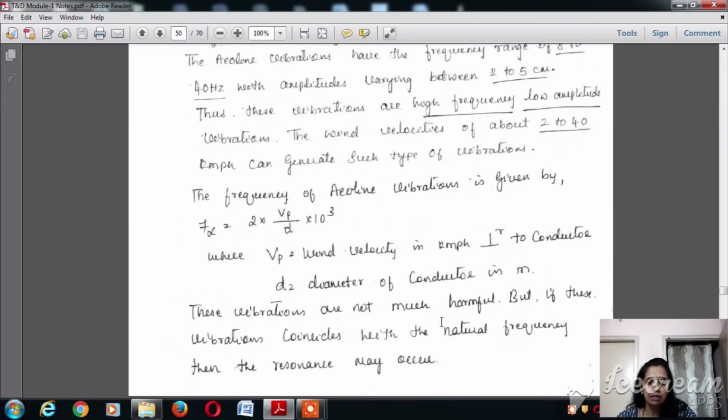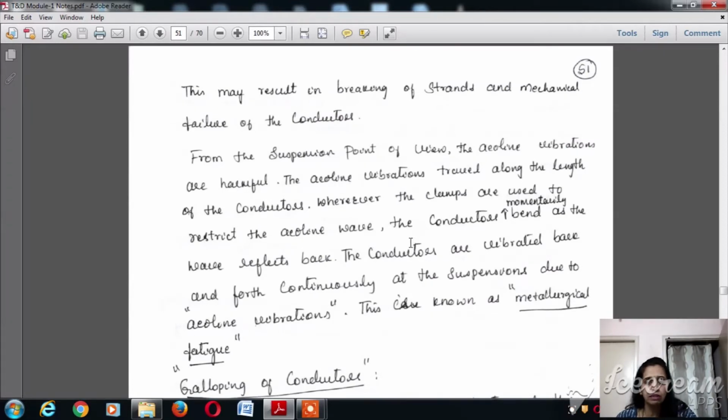These vibrations are not much harmful, but if they coincide with the natural frequency, then resonance may occur, and this is going to result in the breaking of the strands and mechanical failure of the conductors. From the suspension point of view, the airline vibrations are harmful. The airline vibrations travel along the length of the conductors, and wherever the clamps are used, they restrict the airline wave. The conductors momentarily bend because of the wave.